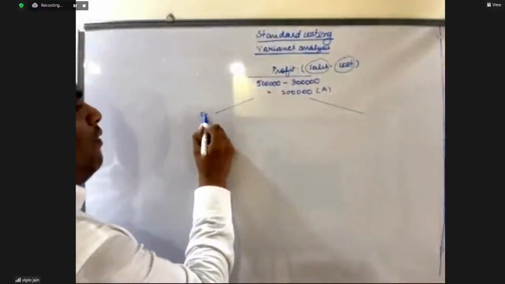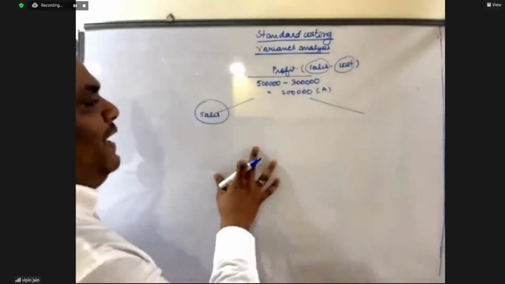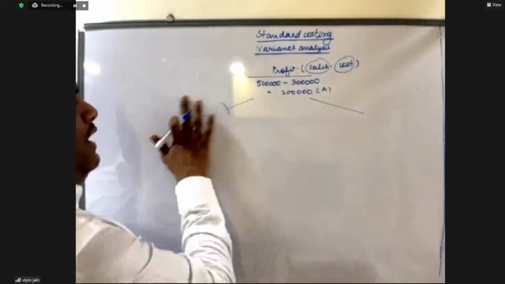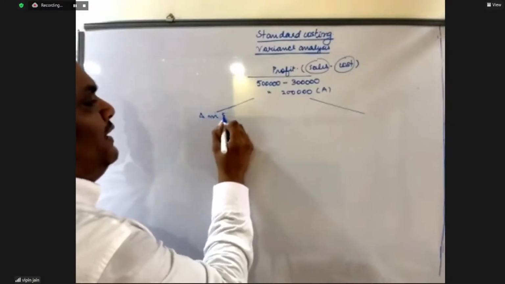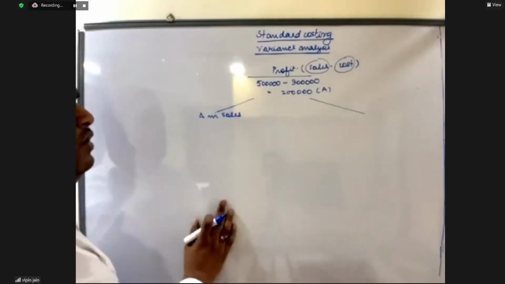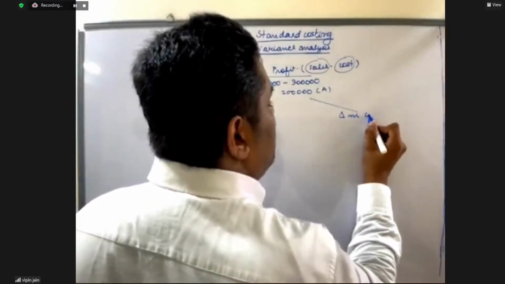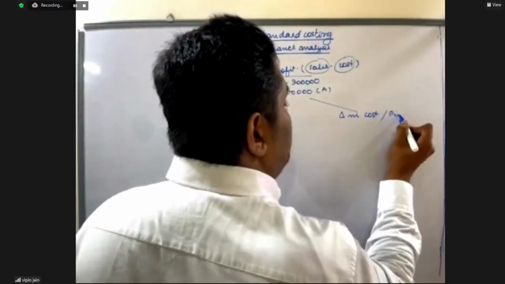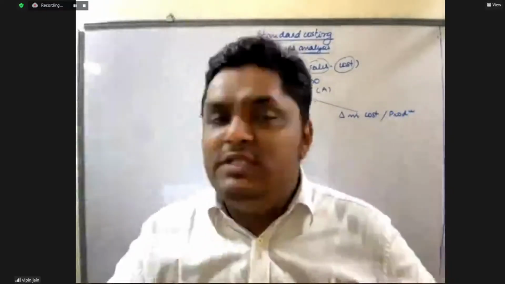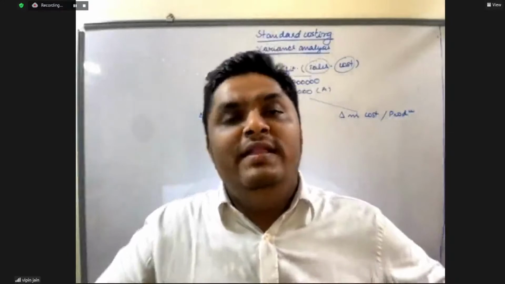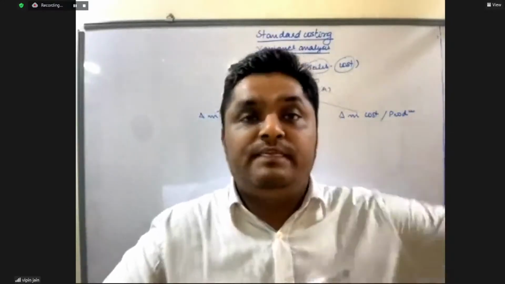So the reason for the difference in profit is why? Either due to change in the sales department, or due to deviation in the cost department or production department. These are the two factors responsible for deviation in profit, that is either sales या फिर production या cost.